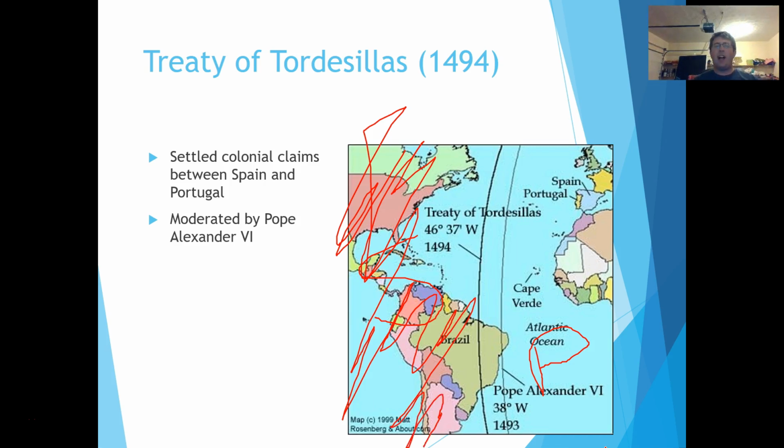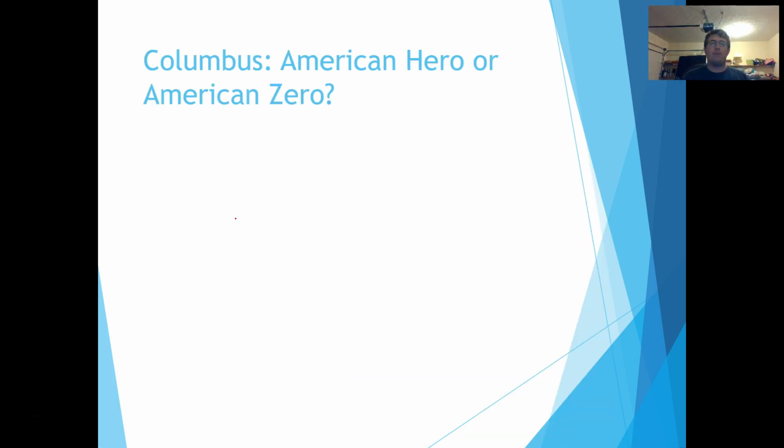So Spain takes a flyer on it. Portugal can control their African ports, but guess what? In the end, they're going to lose out because the Spanish have access, at least in the Catholic world, to all of these other territories.